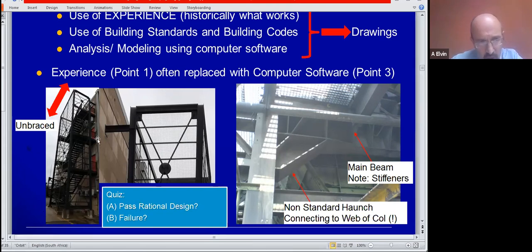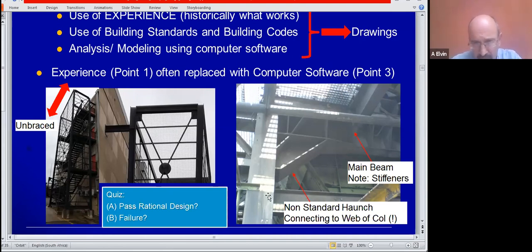So has the structure failed? The answer is absolutely it has failed. Where has it failed? It has failed at the design stage. It has failed when the drawings were produced. As soon as the drawings were produced of this structure, assuming that this structure did follow the drawings, then this structure has failed at the design stage. It does not pass rational design.